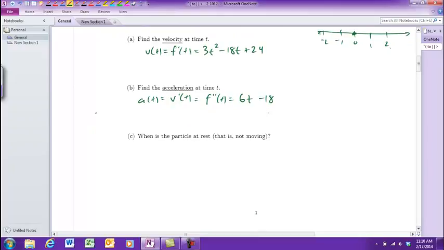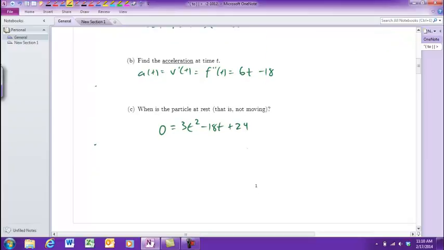Then question C says, when is the particle at rest? That is, not moving. If you're not moving, that means your velocity is 0. Okay? So we want to find the time when the velocity is 0, so we set this equation up here equal to 0. 0 equals 3t squared minus 18t plus 24. Now this looks like a quadratic expression. I could use the quadratic formula to solve it, or I could solve it using factoring. And I'm going to do it that way.